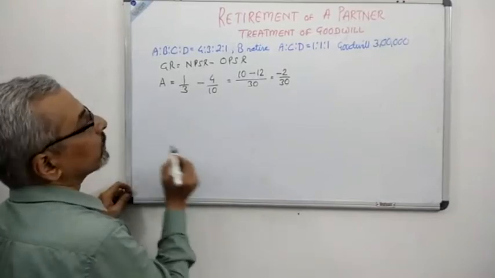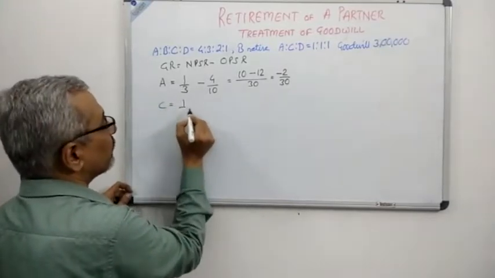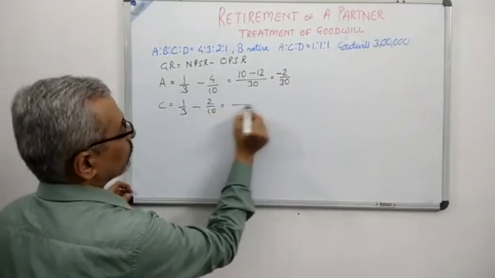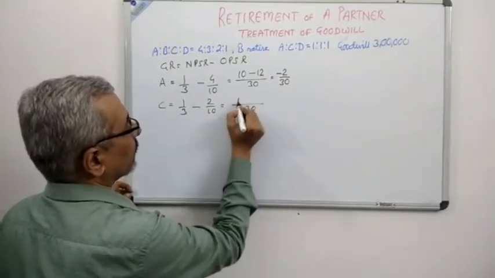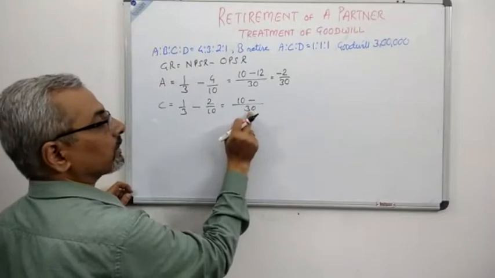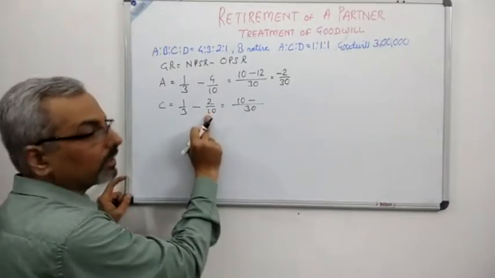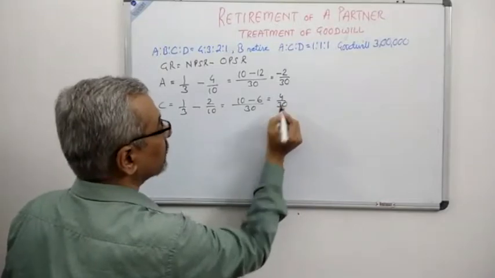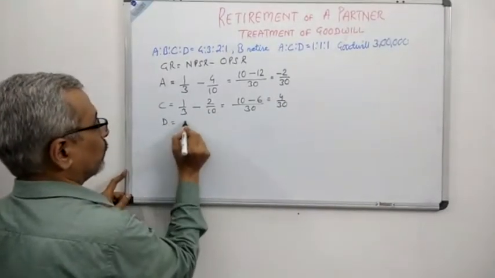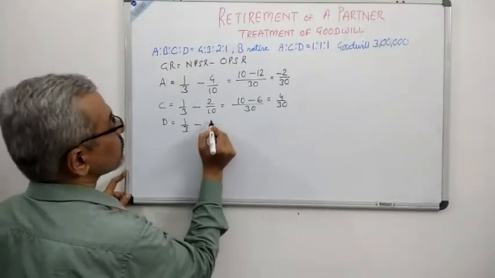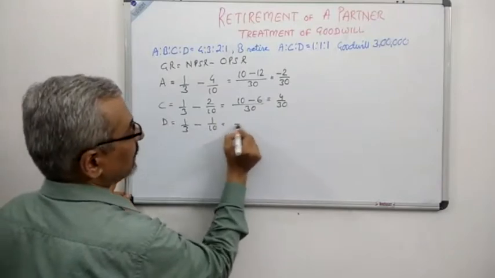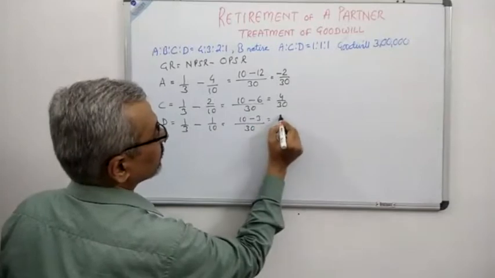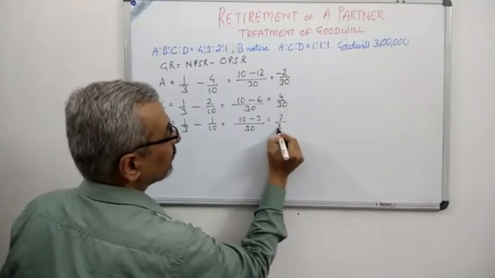Now let us move on to the next partner C, that is 1 by 3 minus 2 by 10. So the LCM is 30 now, and you can see 30 divided by 10 gives you 3, 3 into 2 gives you 6. So it is 4 by 30. And for D now, 1 by 3 minus 1 by 10, that is 30 again, and we have 10 minus 3, that is giving us 7 by 30.